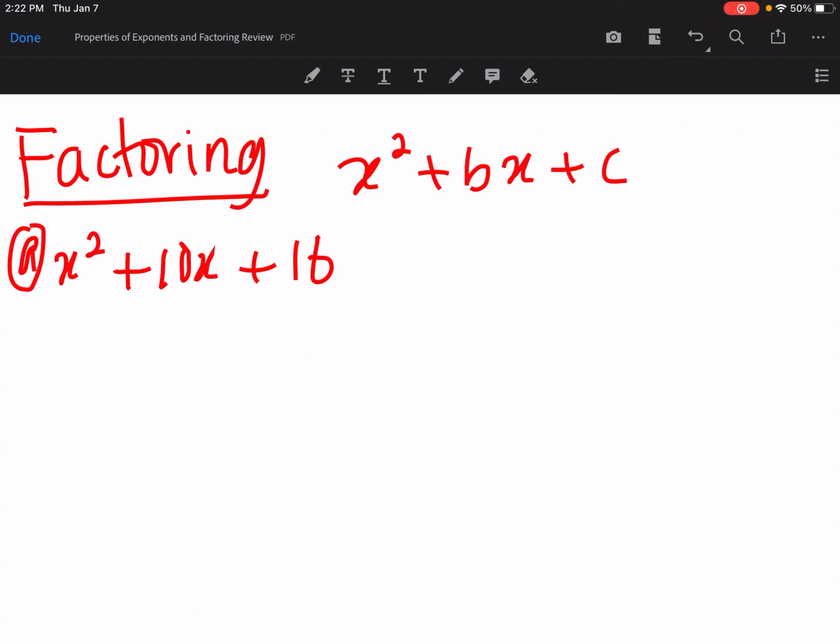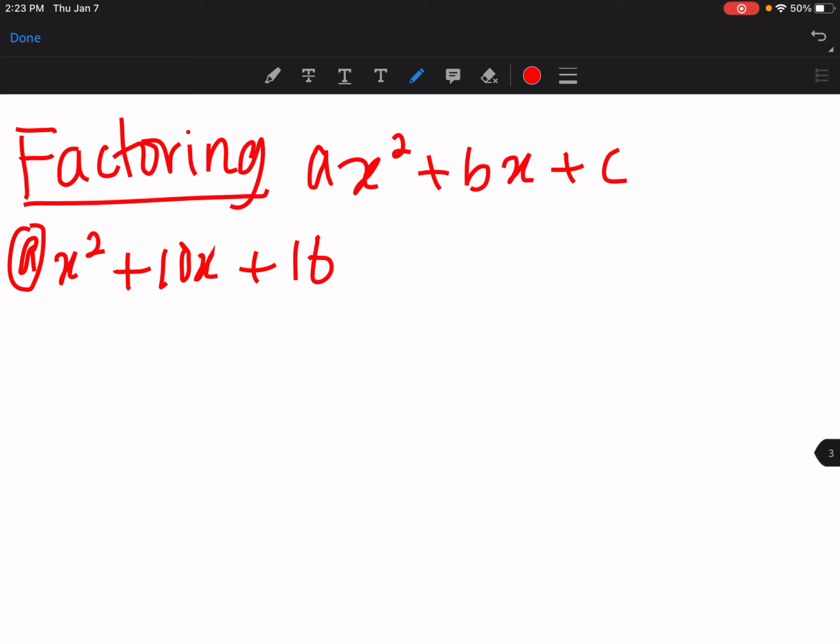All right, let's continue with looking at review for factoring. So for factoring, we're going to factor a quadratic function. It's usually written in the form of ax squared plus bx plus c, but we're going to start with a being the number 1. So the first example: x squared plus 10x plus 16.